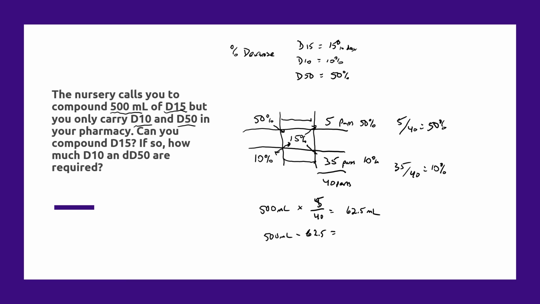And that's going to be 437.5 milliliters. So the answer to this question would be we would need 62.5 milliliters of 50% and 437.5 of 10%. And on the PTCE, it's always multiple choice, so you may need to round this up to the nearest whole number value of milliliters, which would be 63 and 438.